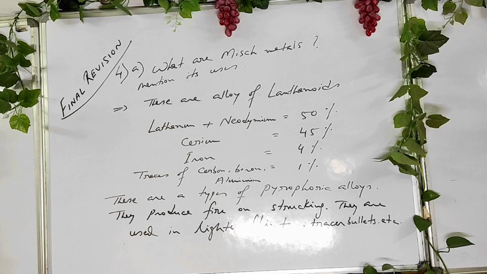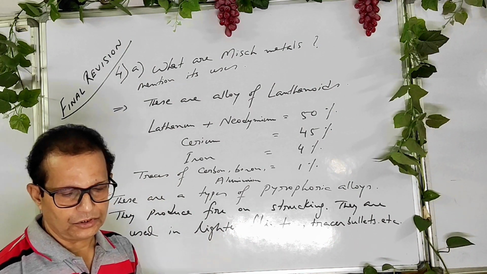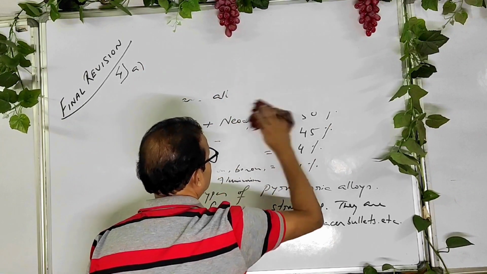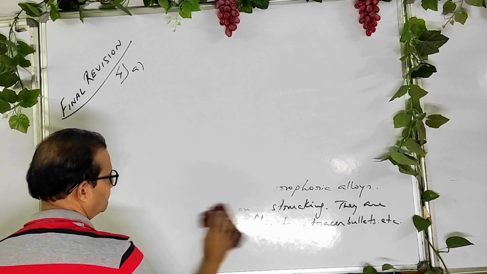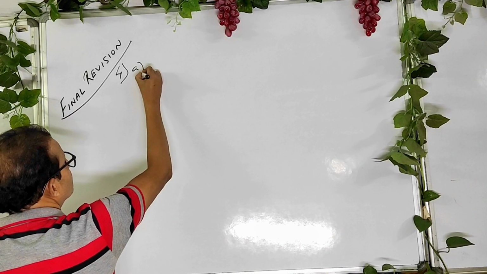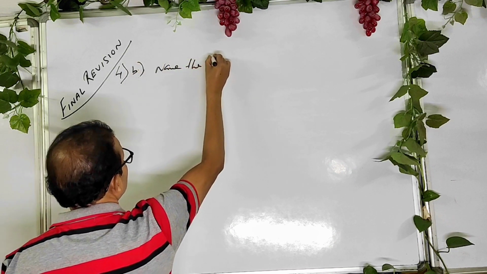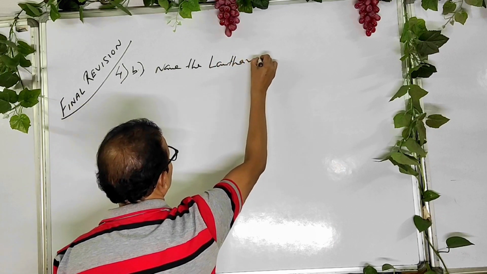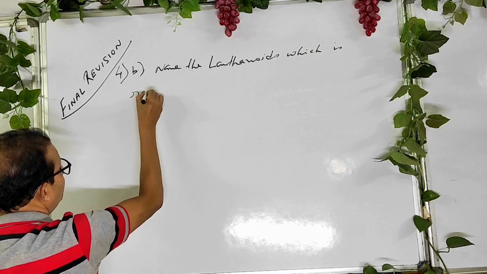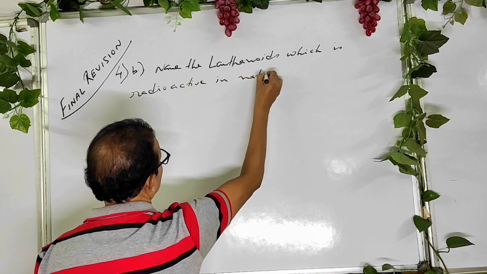This is another important question for your exam, okay? I think you understand it. So follow the next question, that is question number 4B. The question is, name the lanthanoid which is radioactive in nature.